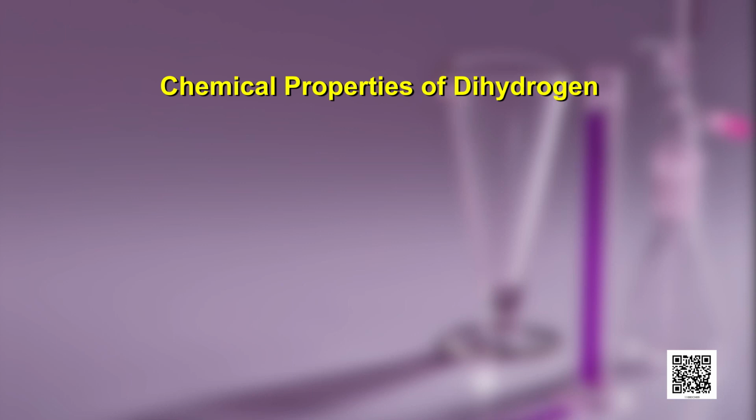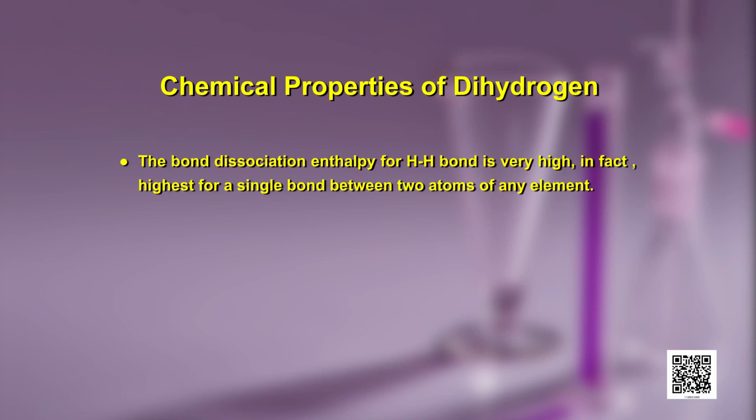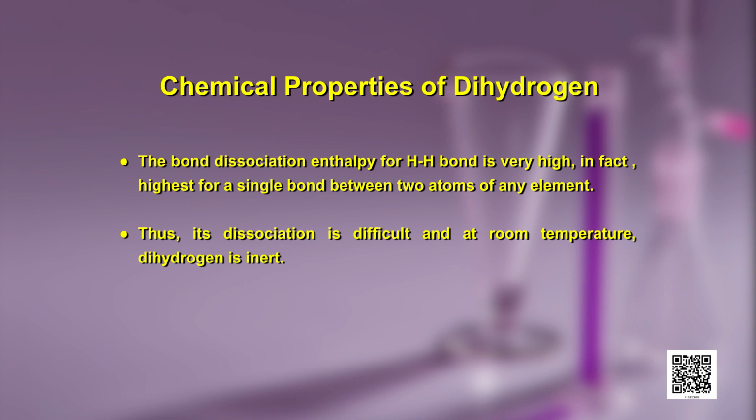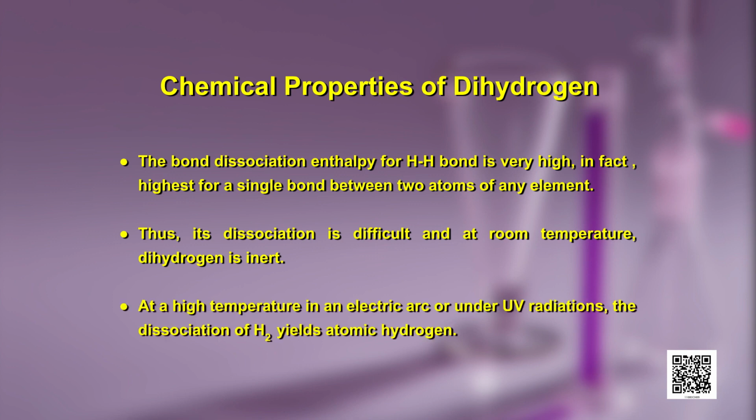Let us now explore the chemical properties of dihydrogen. The bond dissociation enthalpy for the H-H single bond is very high. In fact, it is the highest for a single bond between two atoms of any element. Thus, its dissociation is difficult, and at room temperature dihydrogen is inert. At a high temperature, in an electrical arc or under UV radiations, the dissociation of hydrogen yields atomic hydrogen.